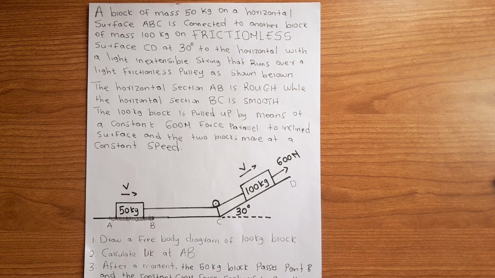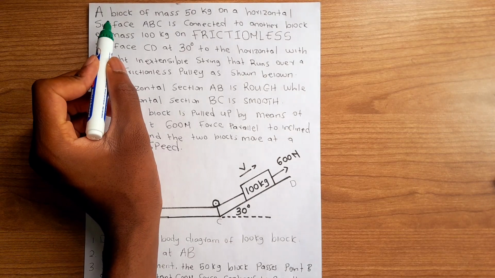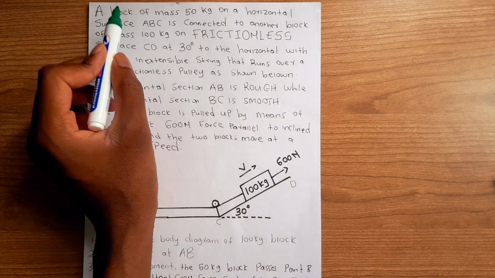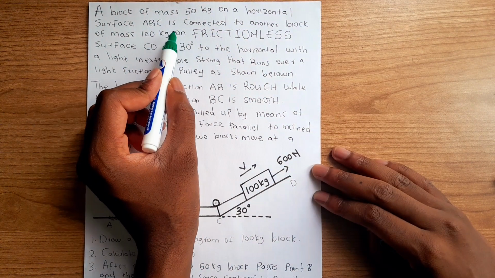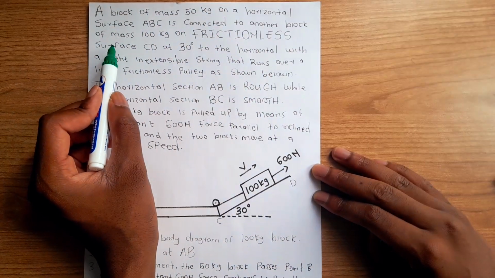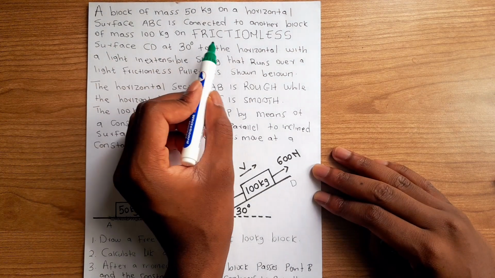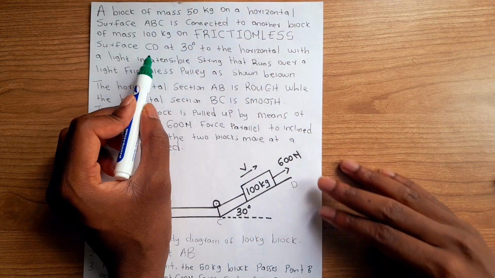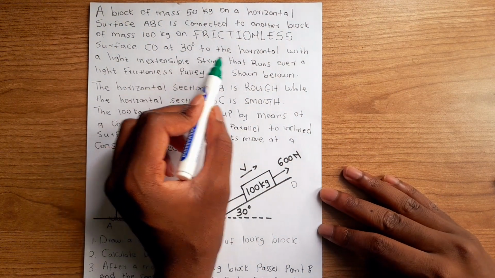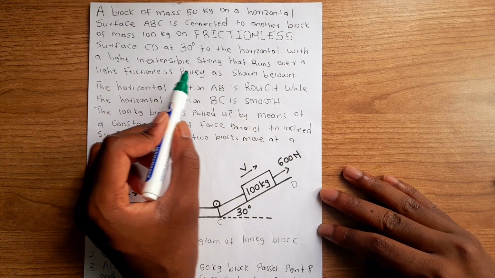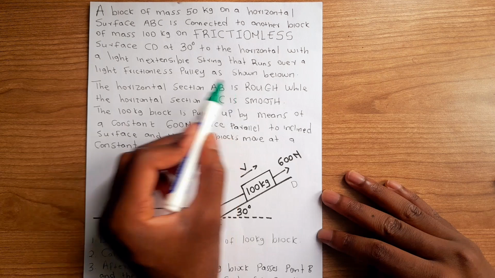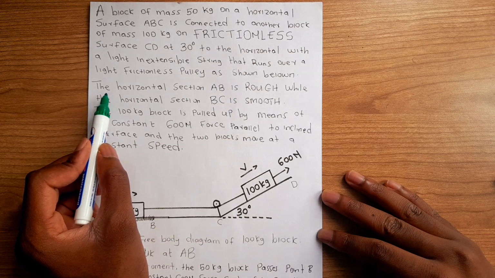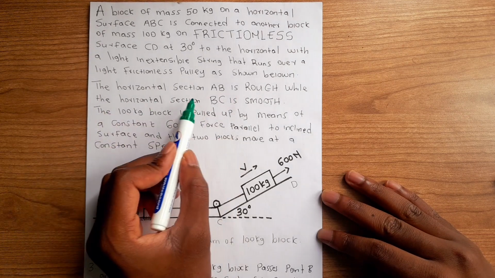Okay, let's start answering this question. It says a block of mass 50 kg on a horizontal surface ABC is connected to another block of mass 100 kg on a frictionless surface CD at 30 degrees to the horizontal with a light inextensible string that runs over a light frictionless pulley, as shown, the horizontal section A.